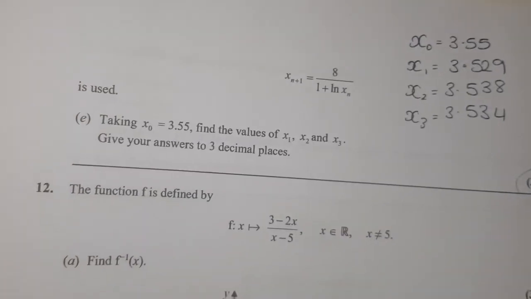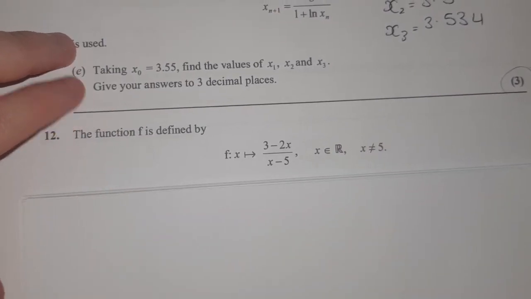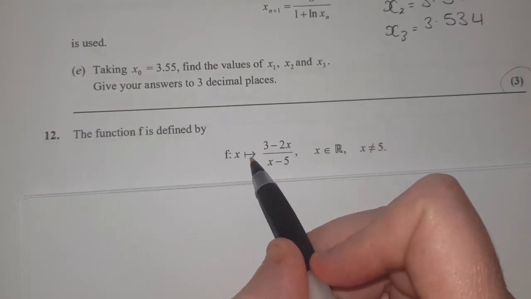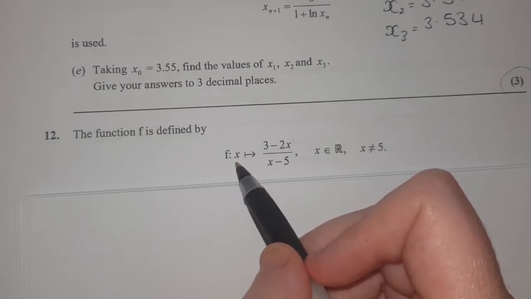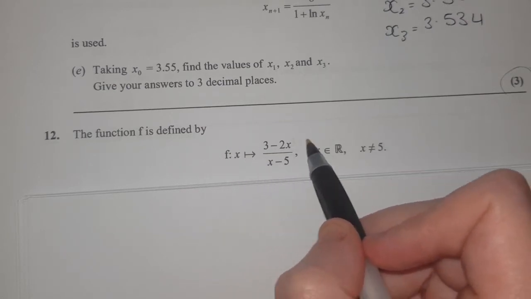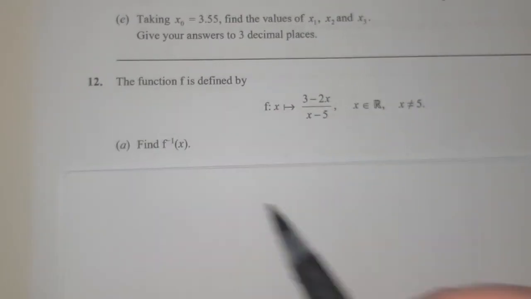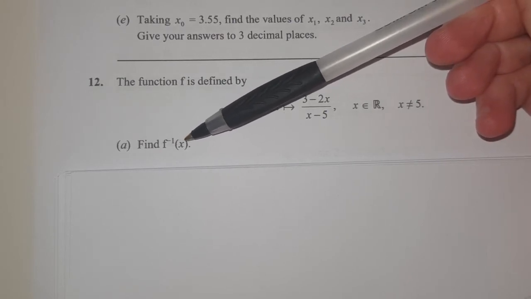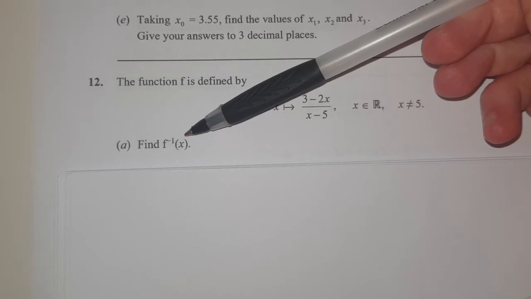Right, question 12. First thing straight off, this f double dot x and then the arrow is just a really awkward way of writing f of x. It's exactly the same as saying f of x equals this function. We want to find f to the minus 1. Now be very careful not to confuse the two things. Remember, f dash of x is your differential, f to the minus 1 of x is the inverse function.